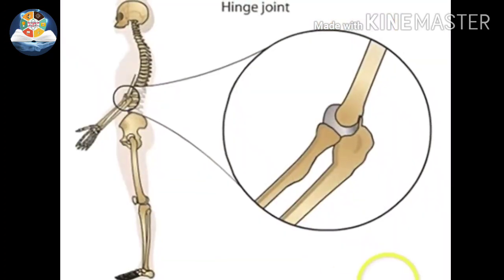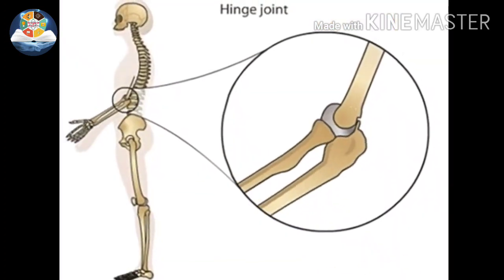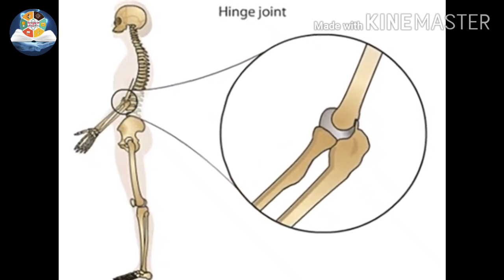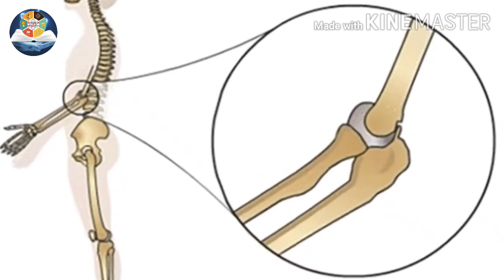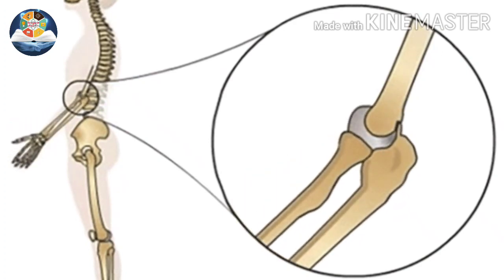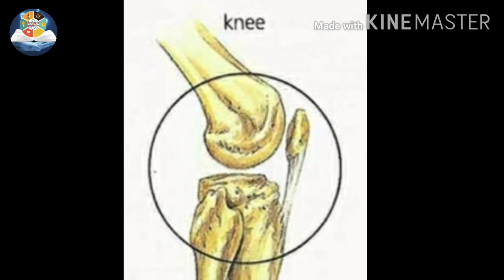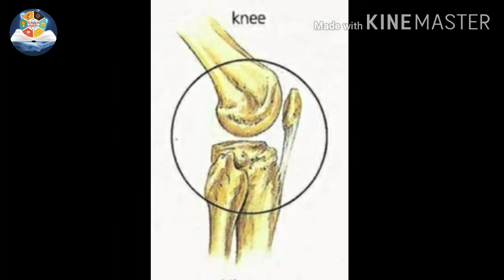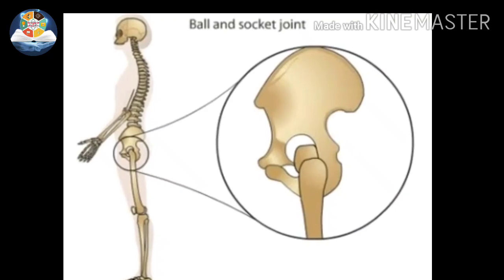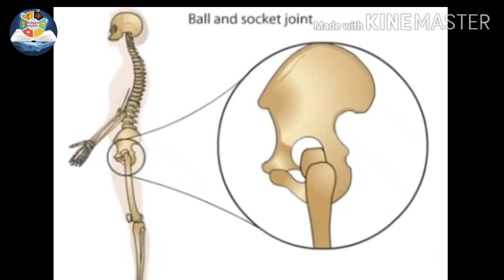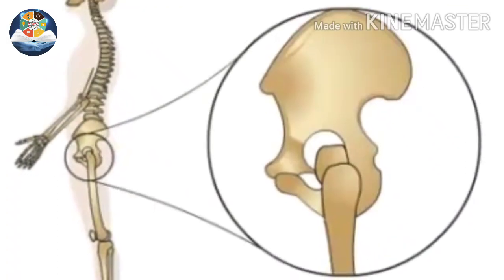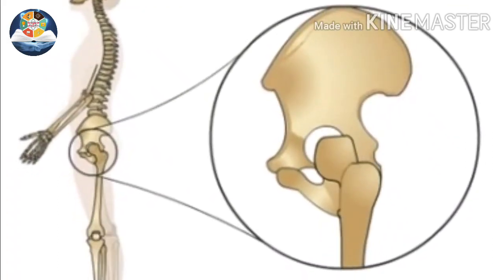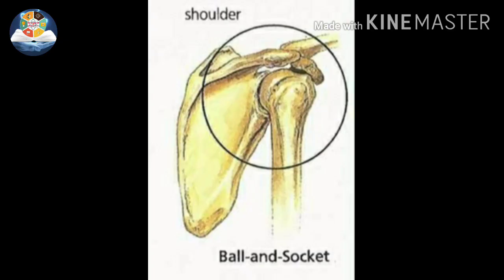Hinge joint. Hinge joints are formed between two or more bones, where the bones can only move along one axis. Elbow, knee, and ankle are examples of hinge joints. Ball and socket joint. Ball and socket joints allow the connected bones to move in many directions. The hip and shoulder joints are examples of this joint.